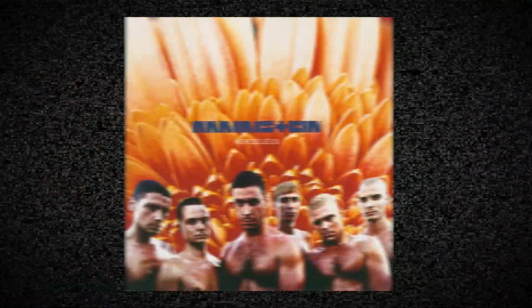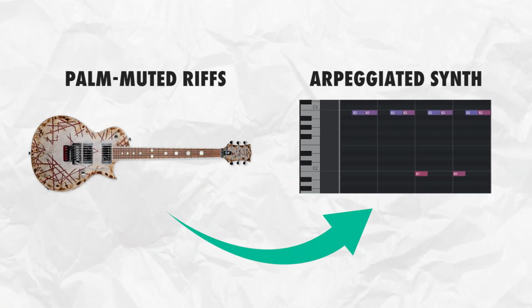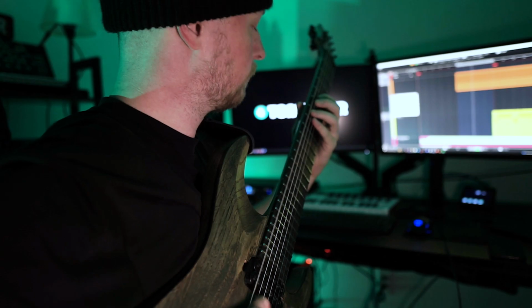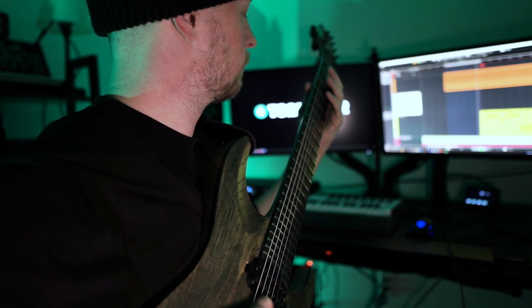That's a technique that Rammstein uses a lot, especially on their earlier albums like Sehnsucht or Herzeleid, combining palm-muted riffs with arpeggiated synth sequences. First, you need a solid rhythm guitar track. For that classic Rammstein vibe, go for a tight palm-muted chug.